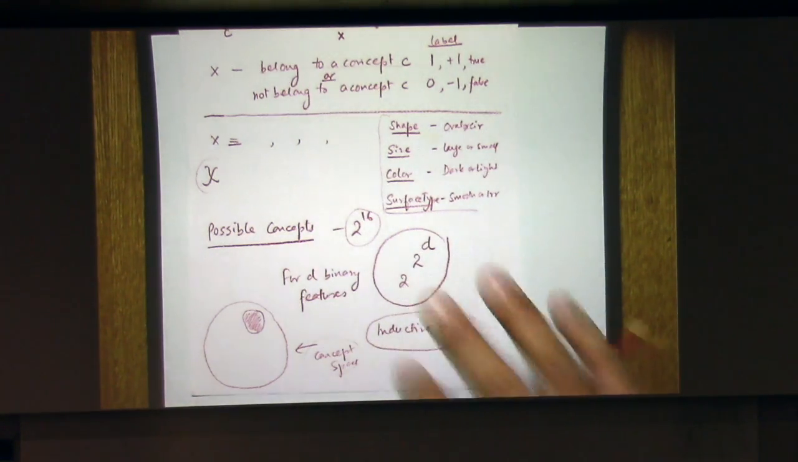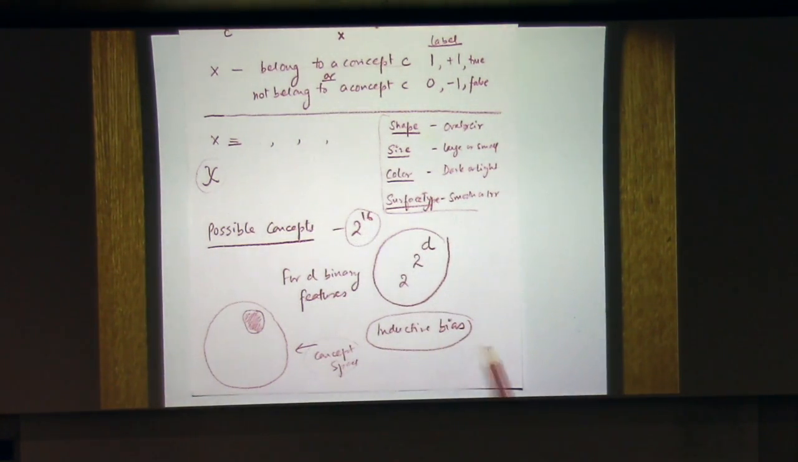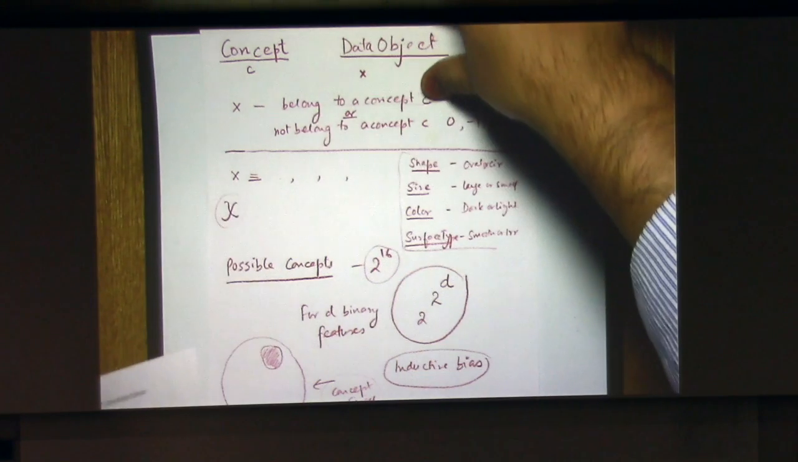So in this case, what we are going to do is make an inductive bias to essentially reduce the space that we are going to look at. How we are going to do that is what I'm going to tell you now. Any questions so far? Yes.